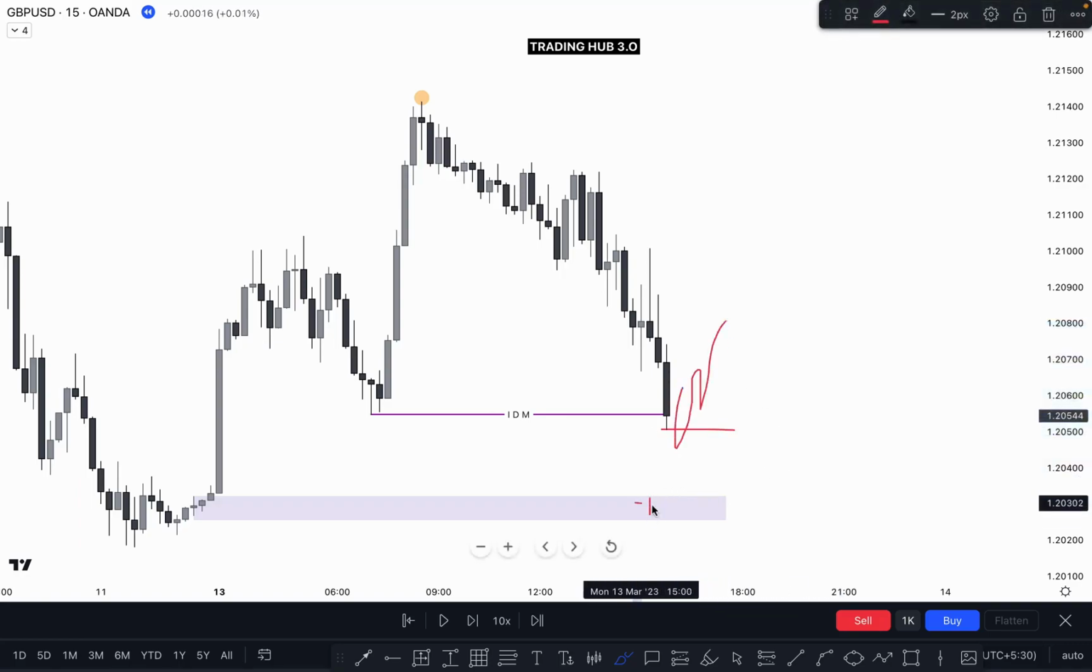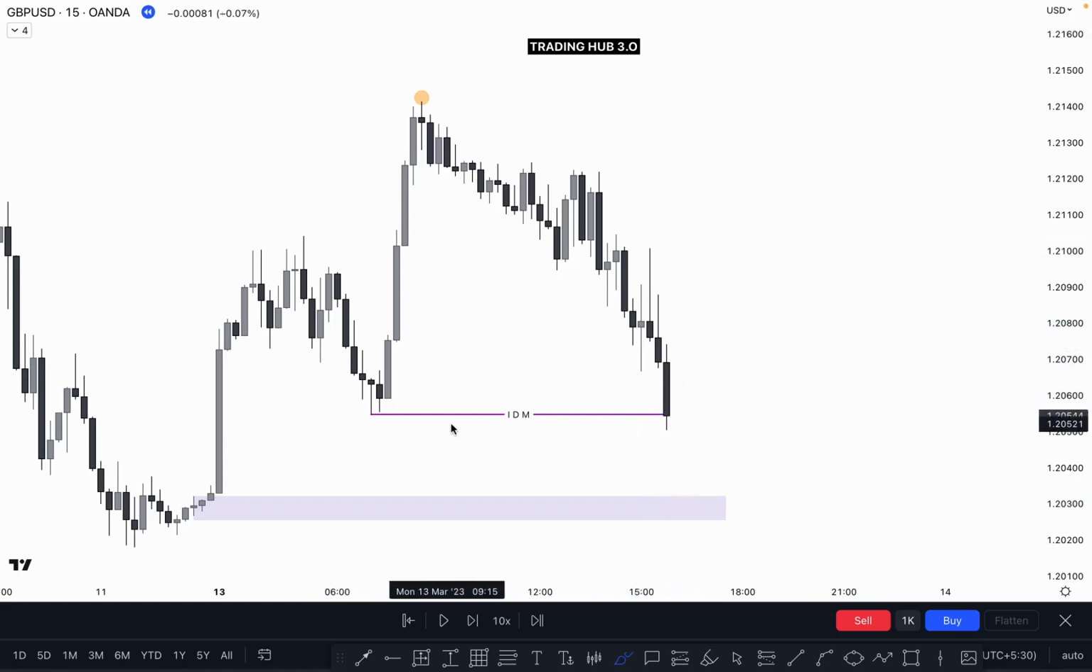You don't need to wait for it to mitigate this order block. Why? Because the higher time frame order block inducement was taken out, and you have to wait for a single candle order block in a higher time frame. Then you can also buy here. This is an additional confirmation for the buy. So let's see what happened next here.